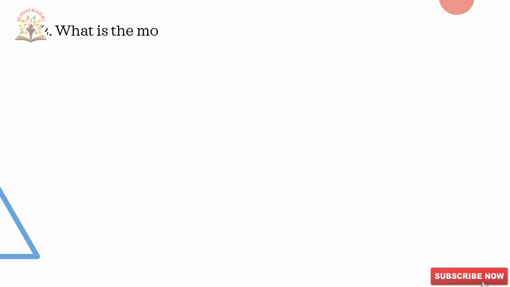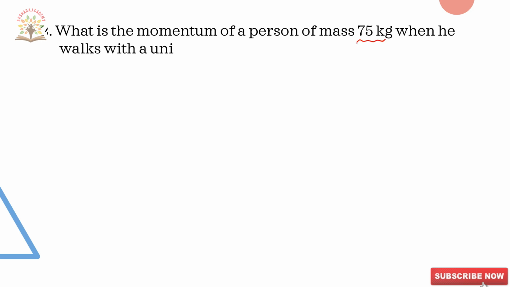Second one. What is the momentum of a person of mass 75 kilogram when he walks with a uniform velocity of 2 meters per second? Here they given mass 75 kilogram and the velocity they given as 2 meters per second. You have to calculate the momentum of a person. Now let us go to the solution.